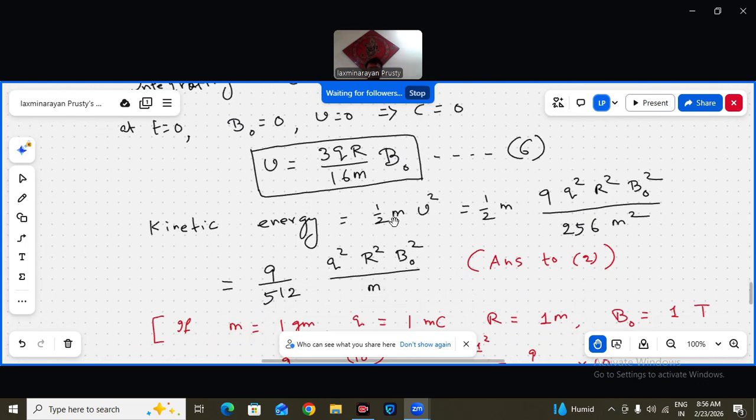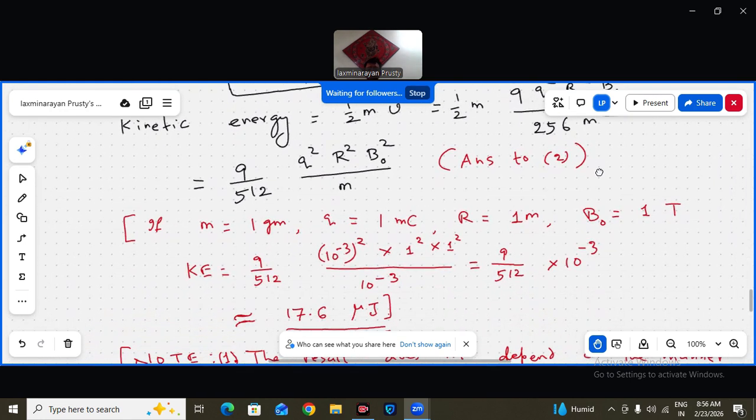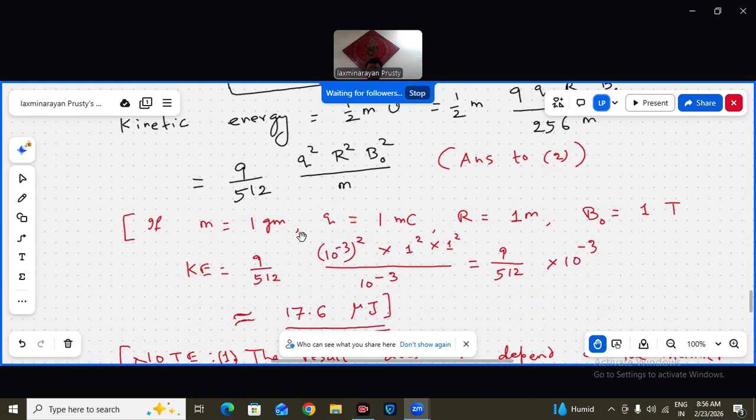So kinetic energy is half m v square. I just substitute this value. So 9 by 16 square is 256, giving 9 by 512 q square R square B naught square by m. The m's cancel with the 1 by m. That is the answer to question number 2. So the numerical data: m is 1 gram, q is 1 millicoulomb, R is 1 meter, B naught is 1 Tesla.